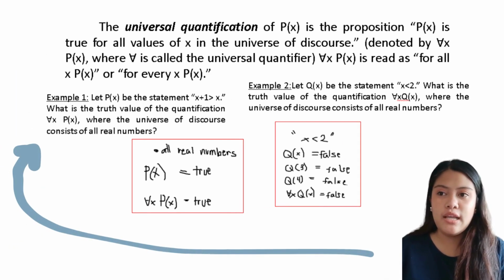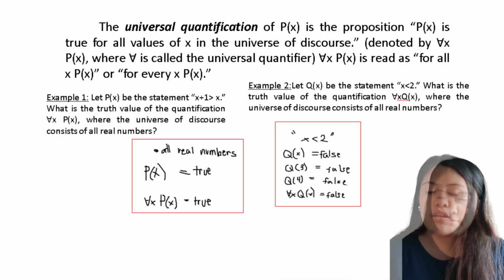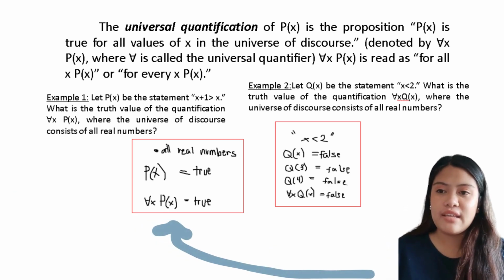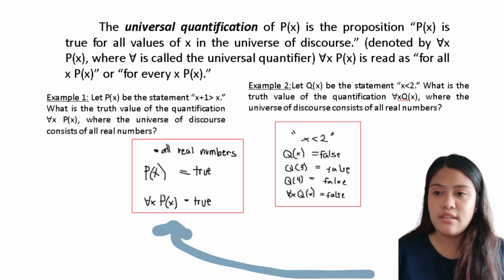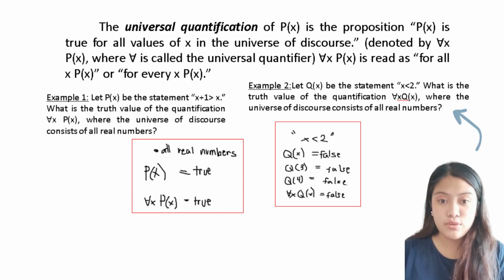Example number 1. Let P(x) be the statement "x plus 1 is greater than x." What is the truth value of this quantification, where the universe of discourse consists of all real numbers? Solution. Since P(x) is true for all real numbers x, the quantification "for all x, P(x)" is true.